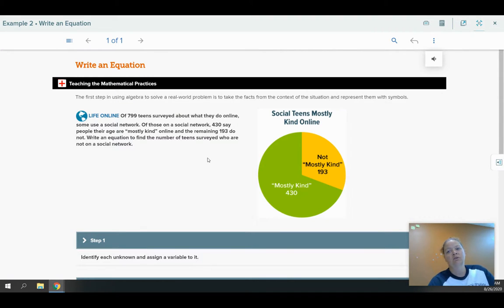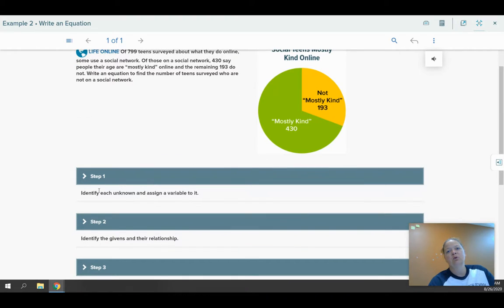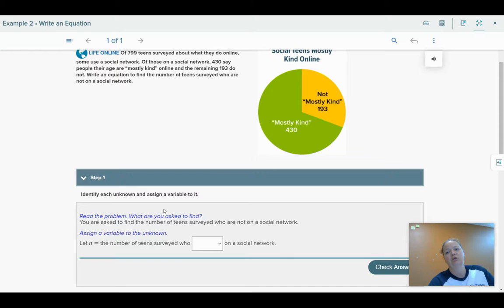Okay, let's walk through it step by step. Step 1, identify each unknown and assign a variable to it. Read the problem. What are you asked to find? You are asked to find the number of teens surveyed who are not on a social network. So we want N to equal the number of teens who are not on a social network.